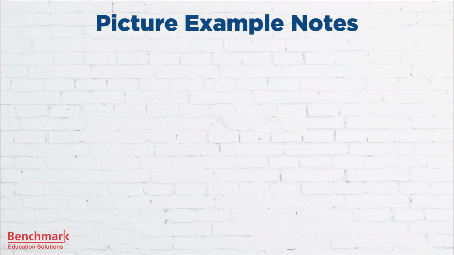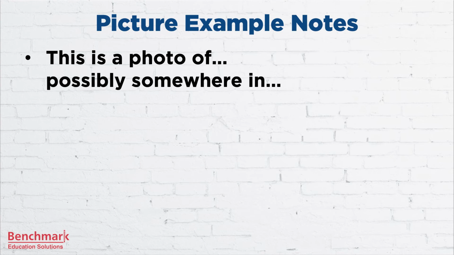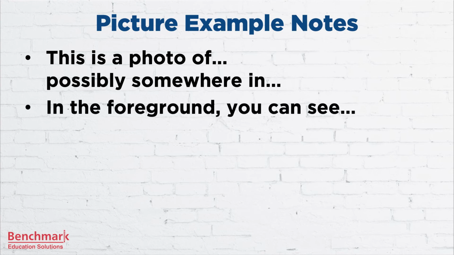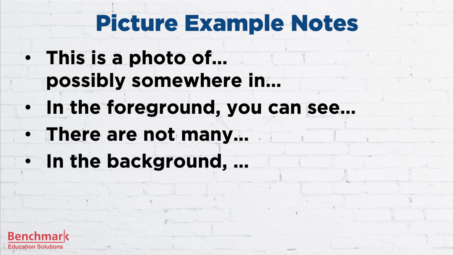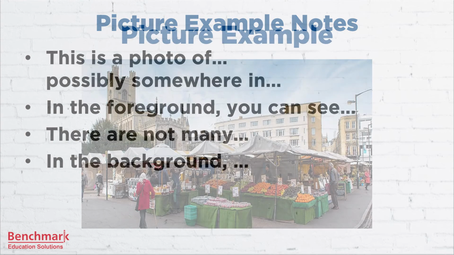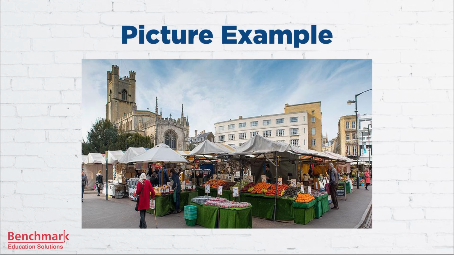Let's talk about how the speaker mentions what she can see and then makes connections between the information. In the foreground you can see the market stalls. In the background, one connection she makes is that the sky is blue, but it seems like a cold day since the woman in the photo is wearing a coat.